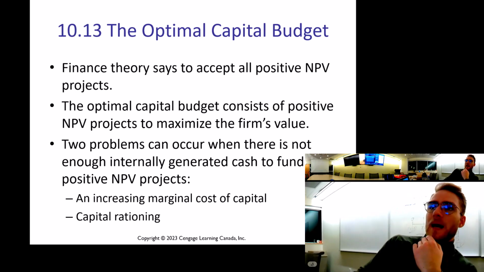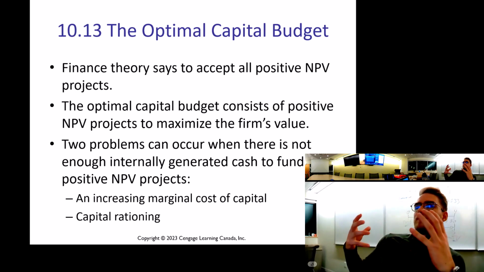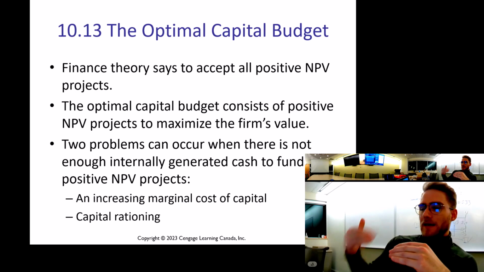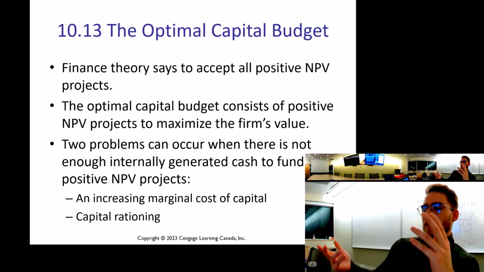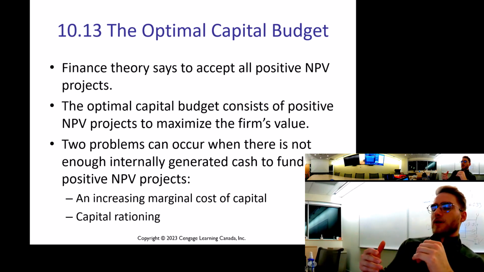So when it comes to capital rationing, it basically means that you don't have enough money on hand to finance every project. So if you finance every project the second you assess it as positive, it's going to be first come first serve, and that's never a good idea, right?